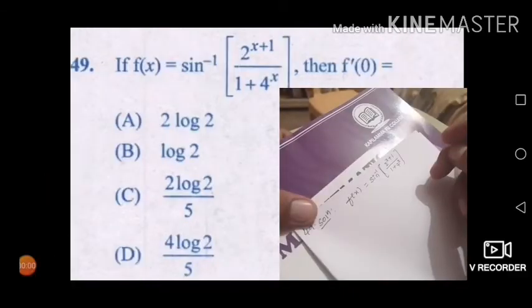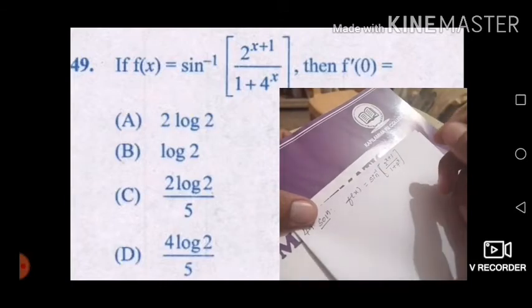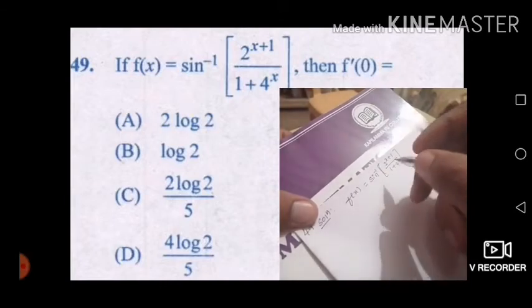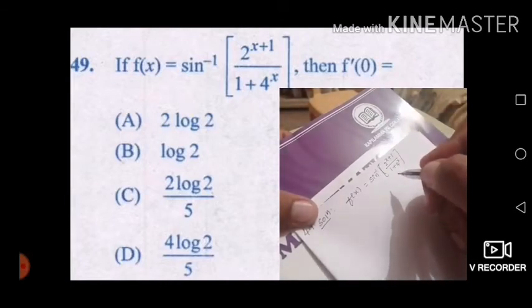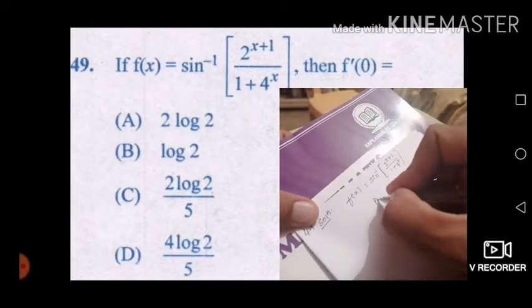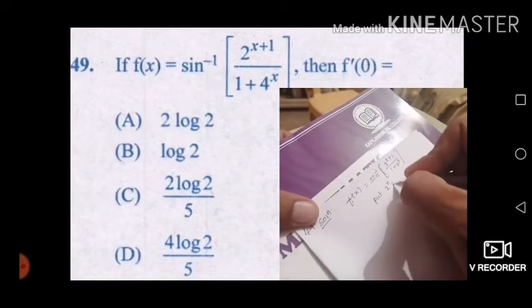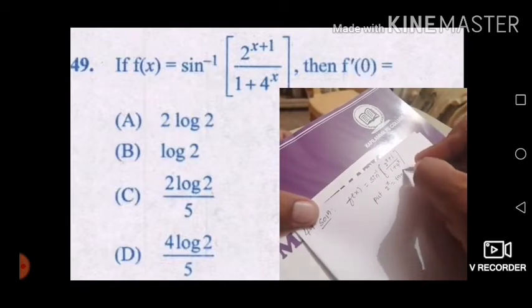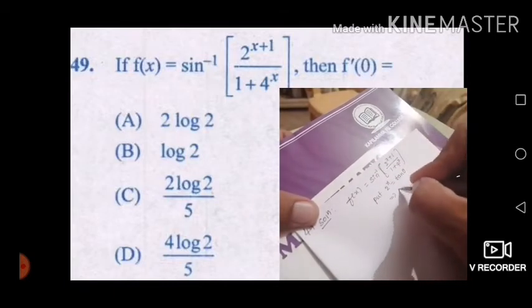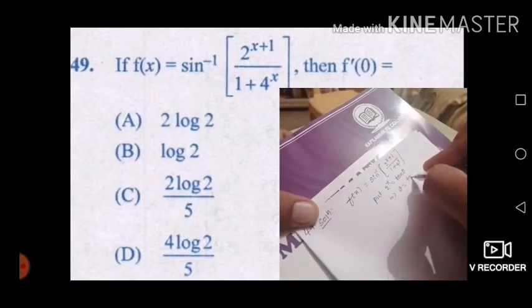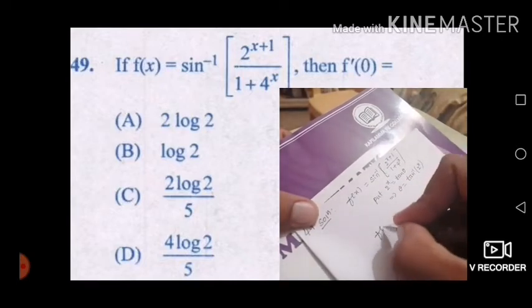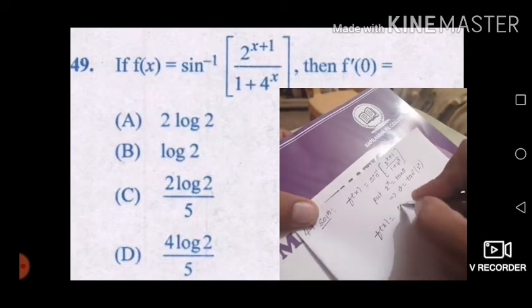Question number 49 is a very easy question. Why? Because all the students have done this problem in theory many times. Here everybody knows what to do. Put 2 power x equal to tan theta, which implies theta is equal to tan inverse of 2 power x. Now f of x is equal to sine inverse, as it is.